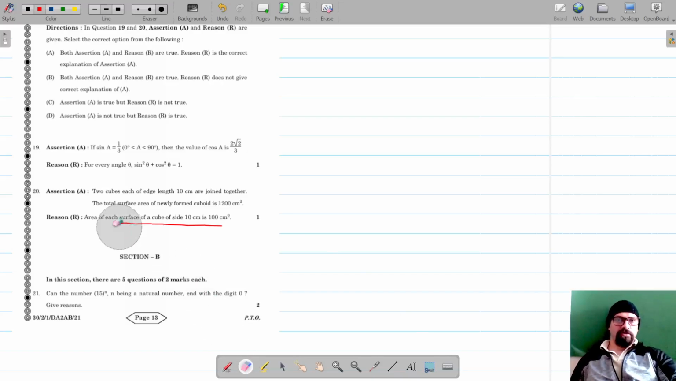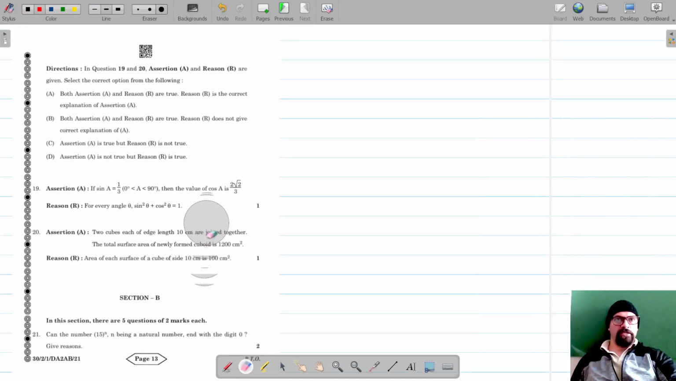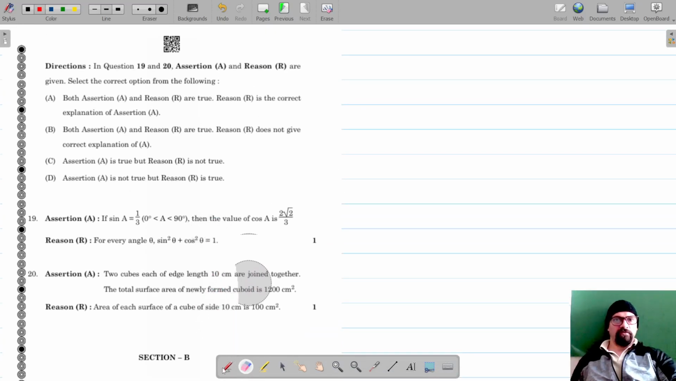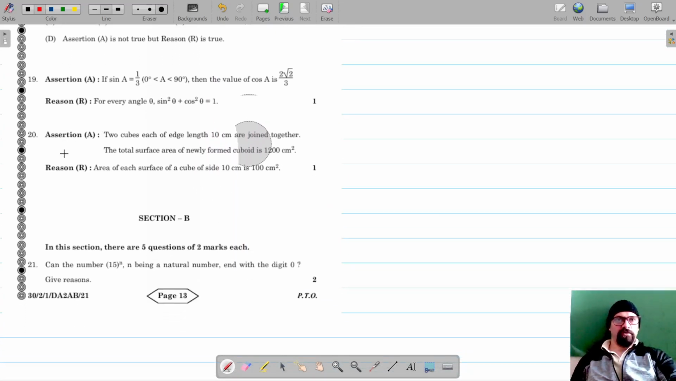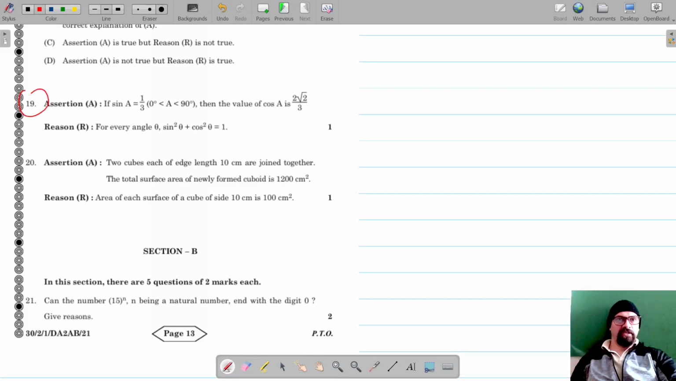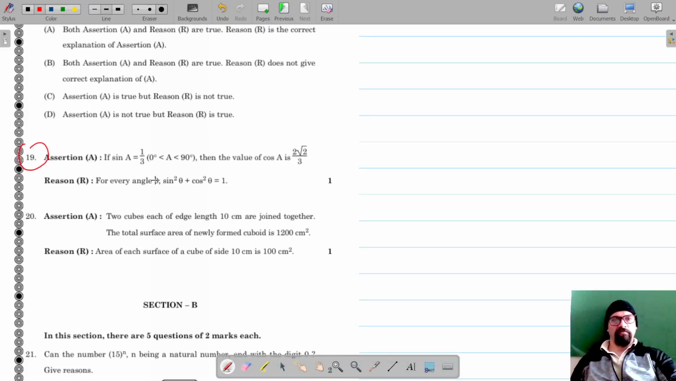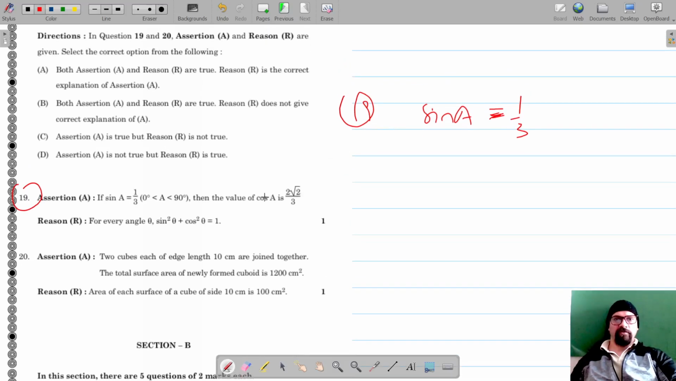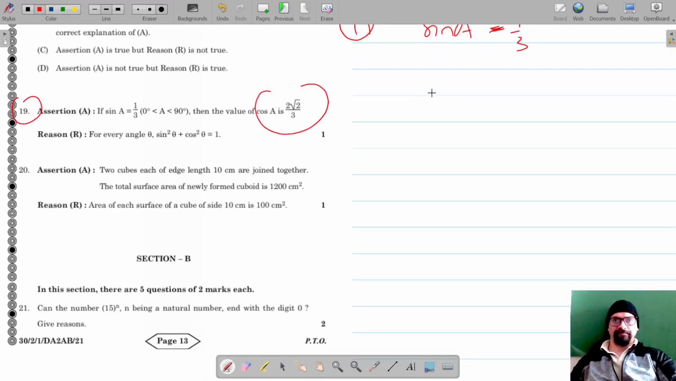For the next question, question number 19, these are the reasoning-based questions for question numbers 19 and 20. Question number 19 says that sine A is equal to 1 by 3, where A is an angle between 0 and 90 degrees. When sine A is 1 by 3, the value of cos A is 2 root 2 by 3. So let's try to find out using the identity.